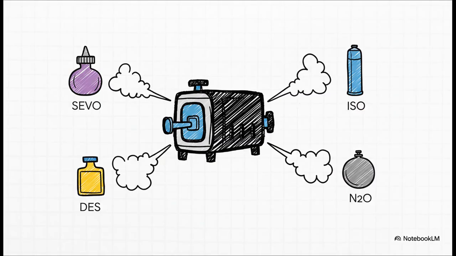So with the inhalational route, we use these things called volatile agents. They're liquids that our anesthetic machine turns into a very precise vapor. The big three you're going to see and use every single day are sevoflurane, isoflurane, and desflurane. These are the absolute workhorses of modern anesthesia.